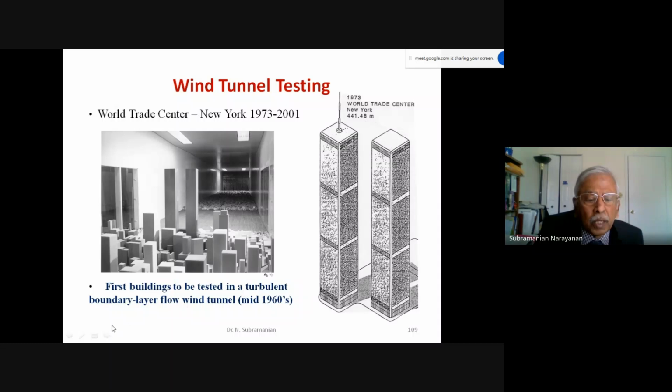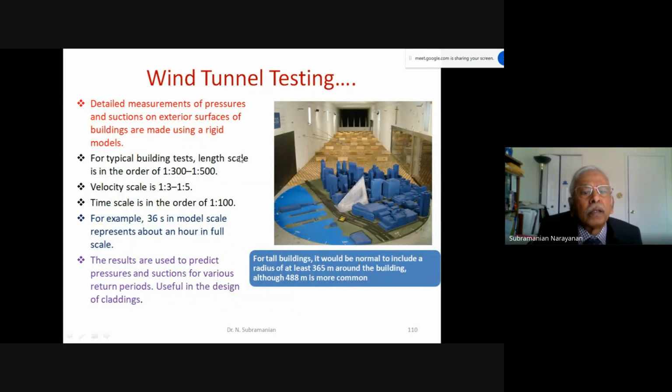It was tested in a turbulent boundary layer flow wind tunnel in the mid 60s. These are the two towers, and the surrounding buildings are also modeled in the wind tunnel test. During wind tunnel testing, detailed measurements of pressures and suctions on the exterior surface of buildings are made using rigid models. For typical building tests, large scales in the order of 1 to 300 or 1 to 500 are used, and the velocity scale is 1 to 3 or 1 to 5. Time scale is of the order of 1 to 100.